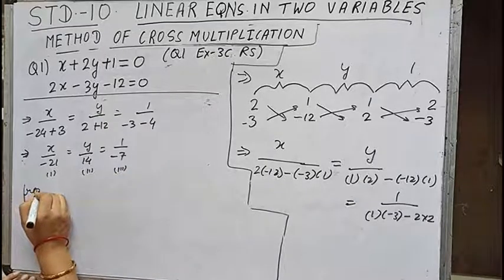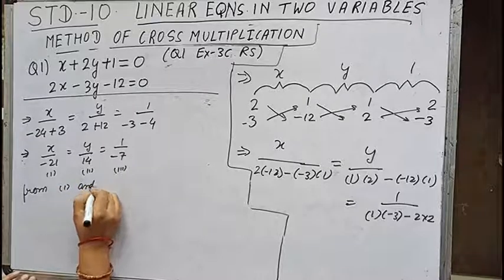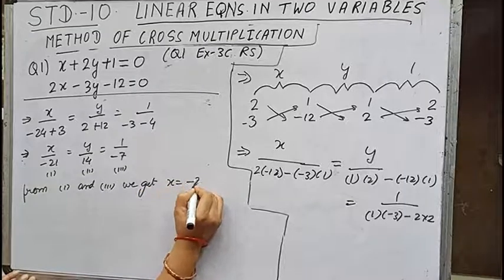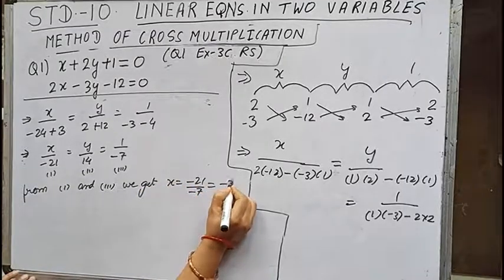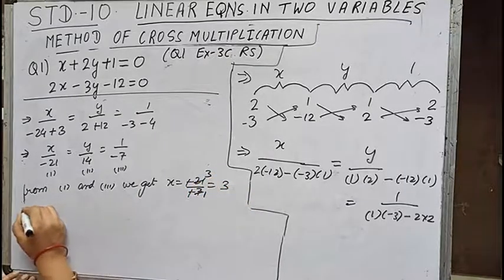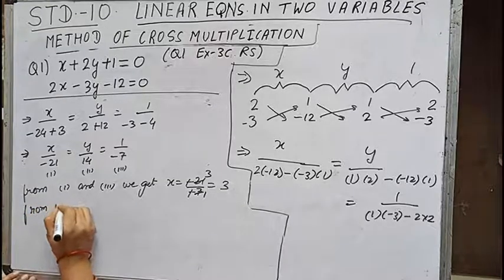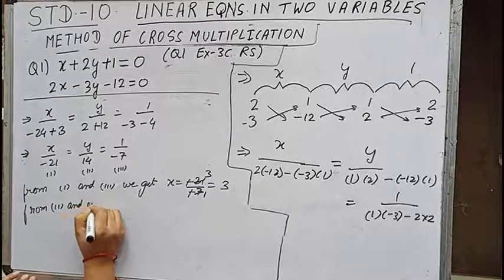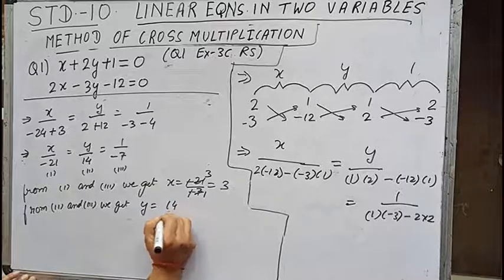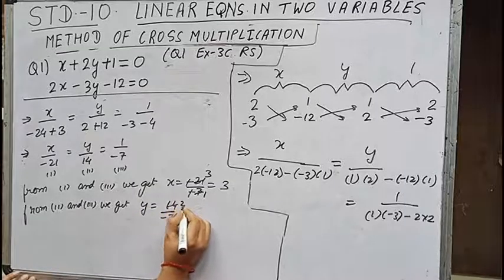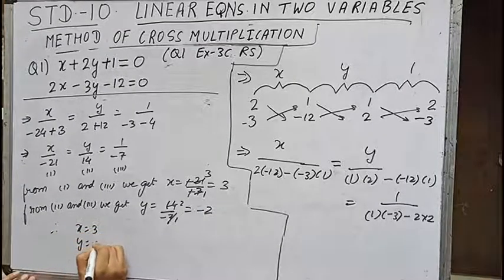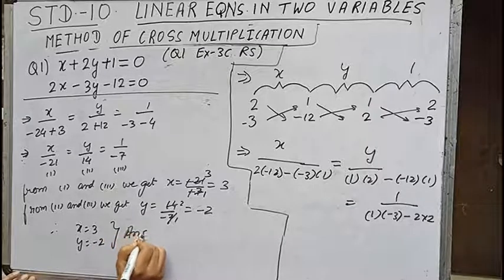Now from 1 and 3 we get x equals to minus of 21 by minus of 7 equals to 3. Minus minus 7, 1 ja, 7 3 ja. And from 2 and 3 we get y equals to 14 by minus 7 equals to minus of 2. Therefore, x equals to 3, y equals to minus 2. Answer.